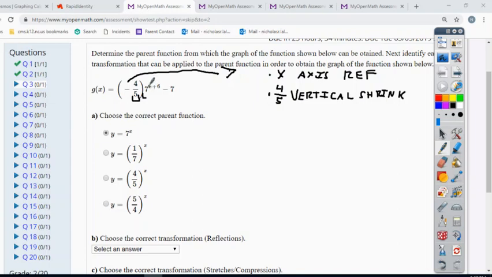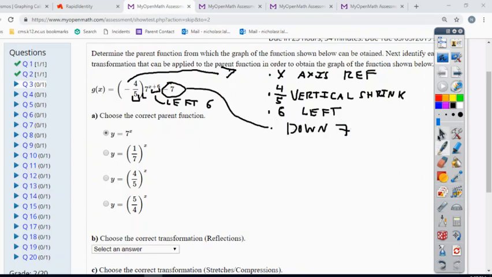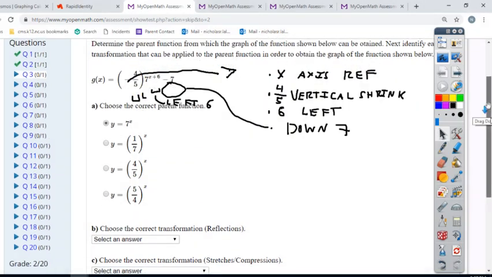We have 7 to the x plus 6. So we switch our sign. We don't need to factor out because x doesn't have a coefficient. So it's going to be left 6. So we move 6 to the left. So that's horizontal. And then that minus 7 is outside the function. So that's going to be down 7. So we've identified all our transformations.